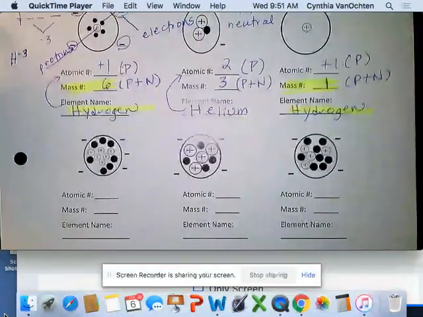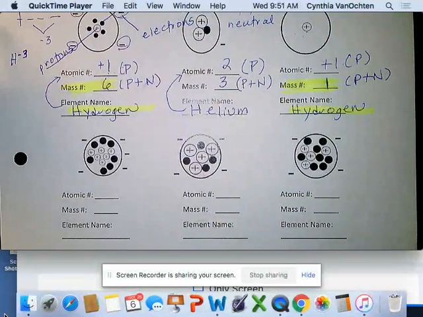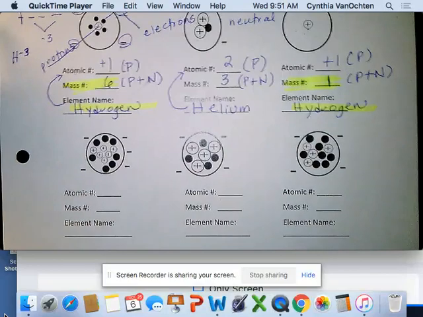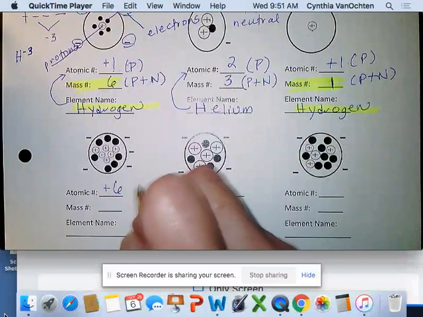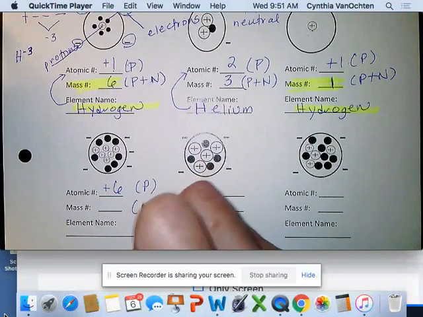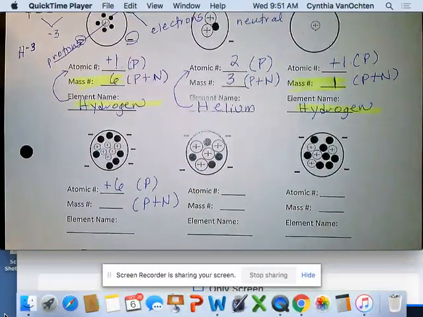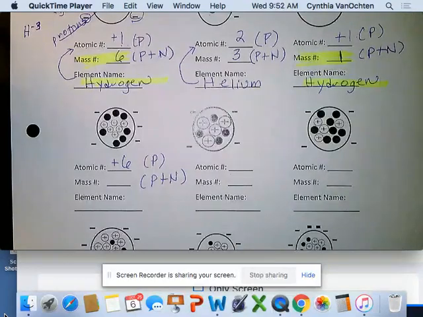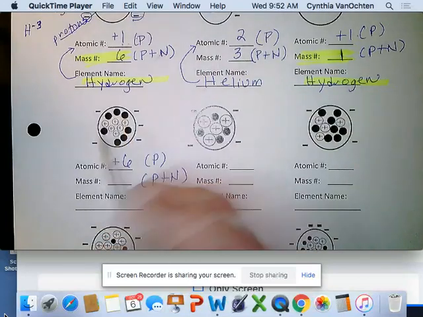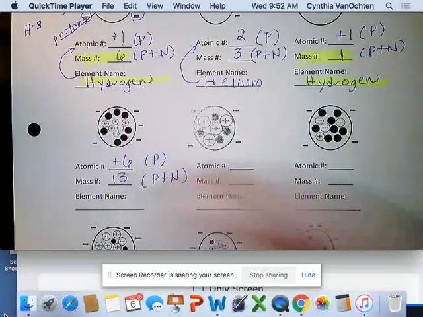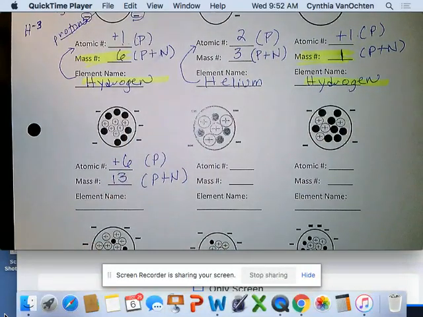Okay, the next question. We're going to go through this one. Okay. How many protons, Natalie, for this one? What's the atomic number? Okay, so 1, 2, 3, 4, 5, 6. Yep. What is the mass number? The protons plus the neutrons. It is. So we've got 6 protons and 7 neutrons. So the mass number is going to be 13. What's the element name?